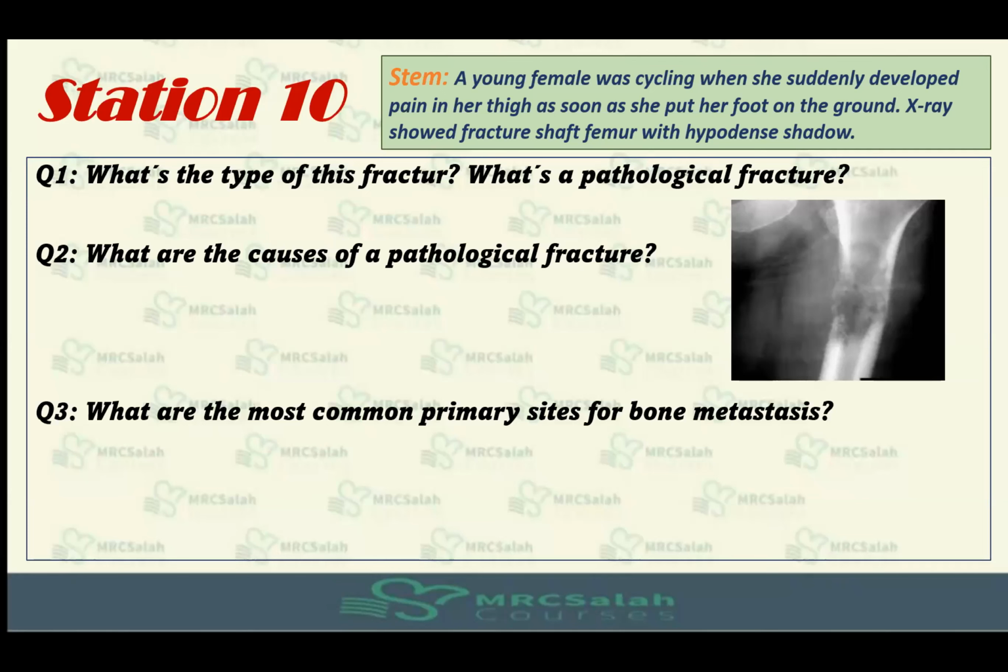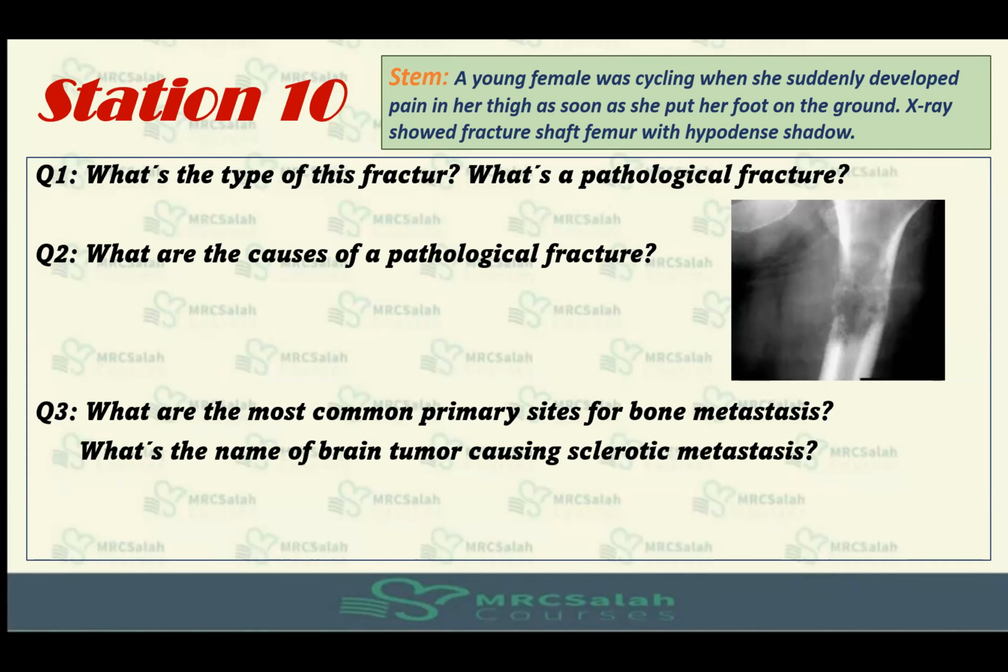What are the most common primary sites for bone metastasis? Lung, breast, prostate, kidneys, thyroid. Yes, and if you want to be exact, the most common is the prostate, then the breast. These are the most common, followed by the kidney, lung, and thyroid. But the most common of all is the prostate. Perfect.